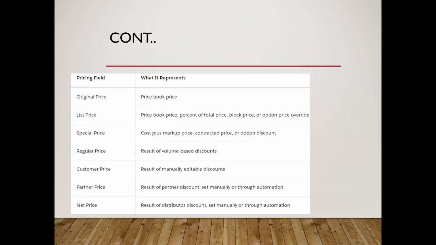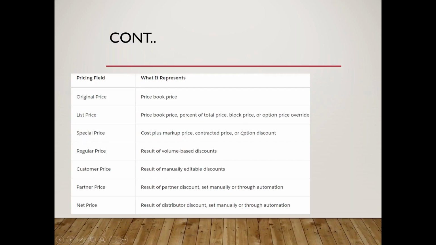So again, I am coming back to slide number 4, if you remember. I'm not going away from this slide. Even in discounting tools, I have the same slide, and we will be discussing special price again for this option discount. Then we'll come back to regular price, where volume discount is one of the tools. Customer price is manual editable discount. So everything, partner discount, distributor discount, everything from here onwards is related to discounting. These fields will change based on your discounting methods. So let's discuss one by one.